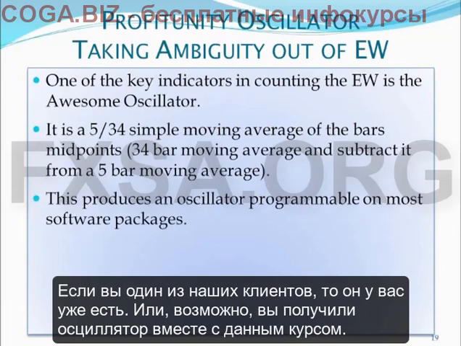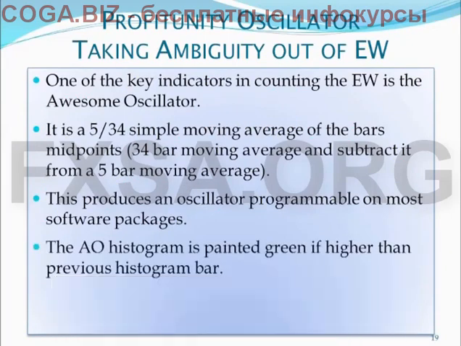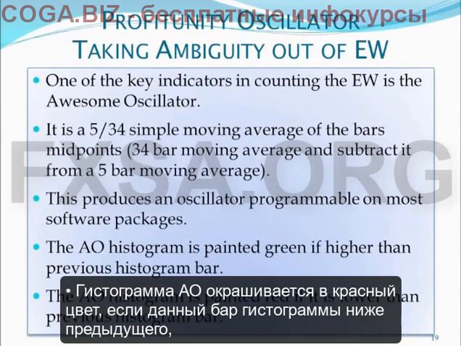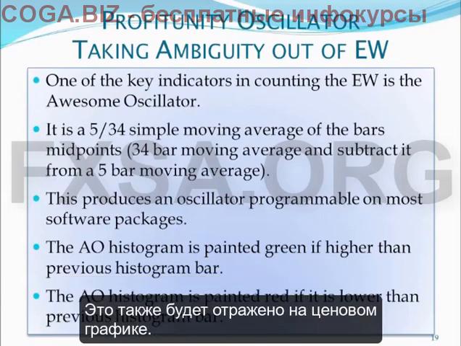If you're one of our clients, you already have it, or you may have gotten the oscillator with this course. The AO histogram is painted green if higher than the previous bar, and the AO histogram will be painted red if it's lower than the previous bar. That will also be reflected on the price chart.